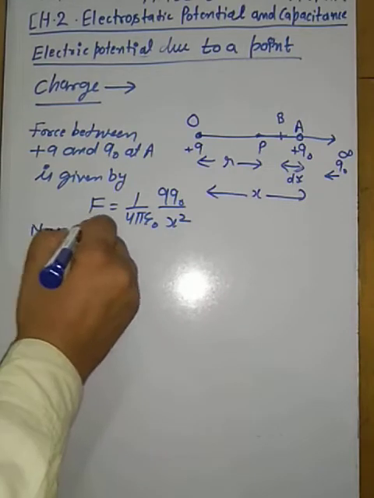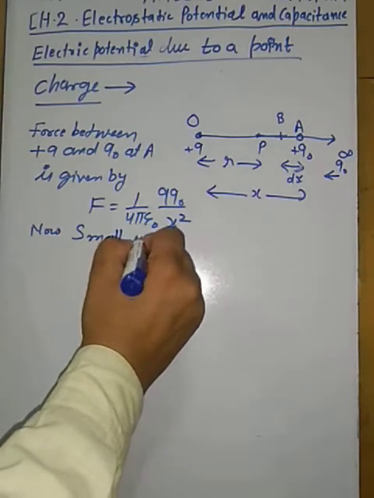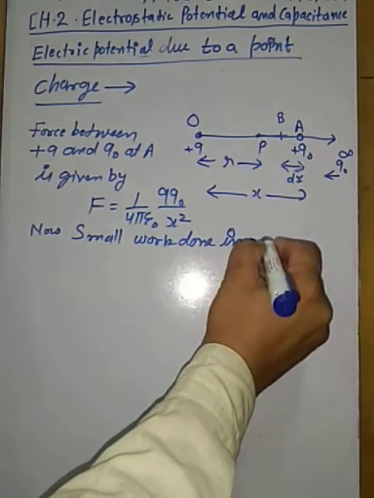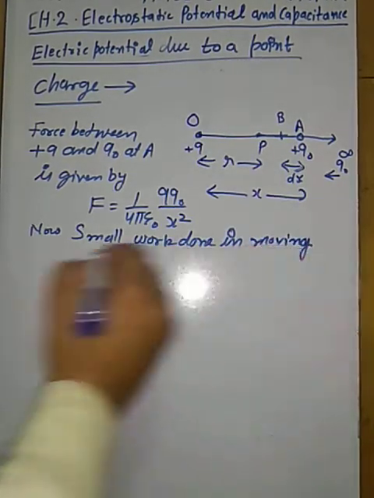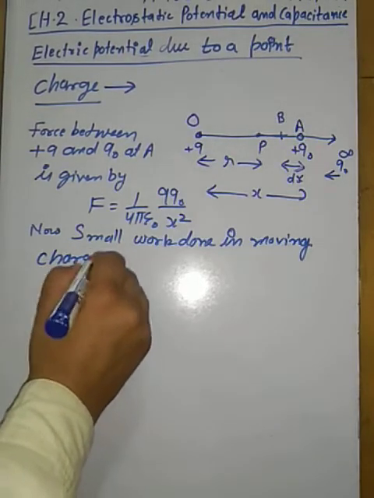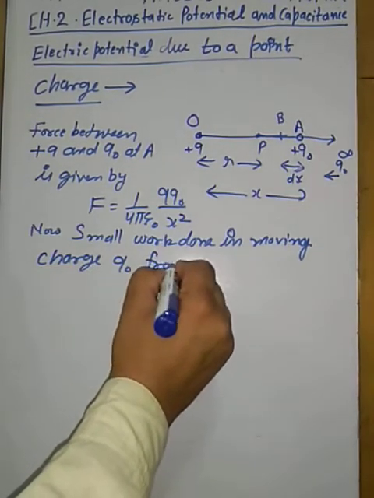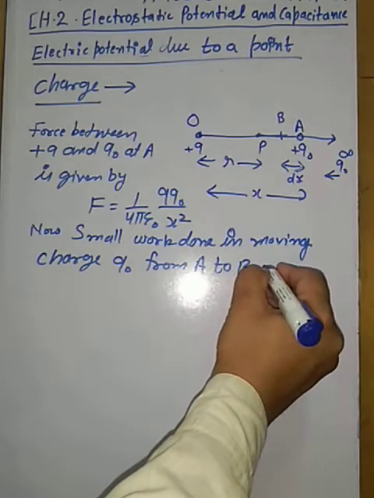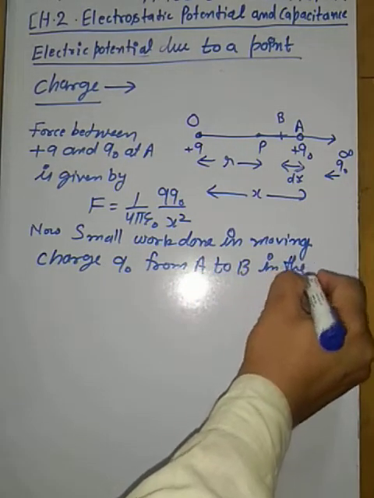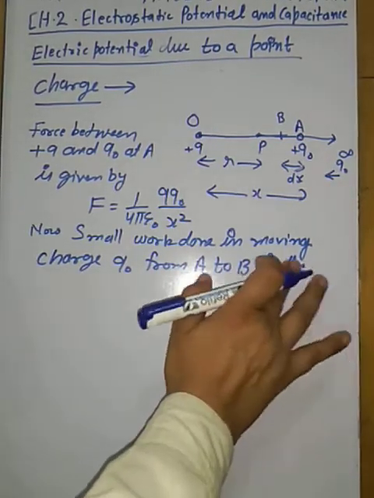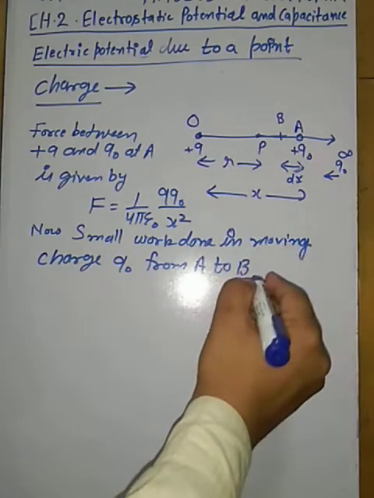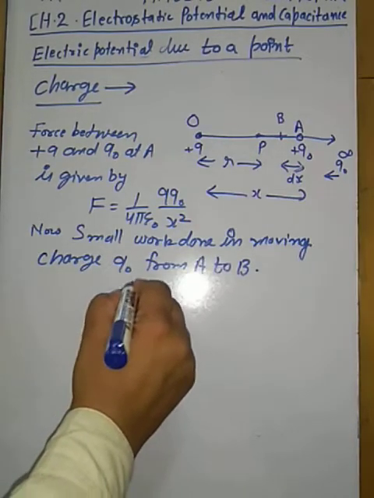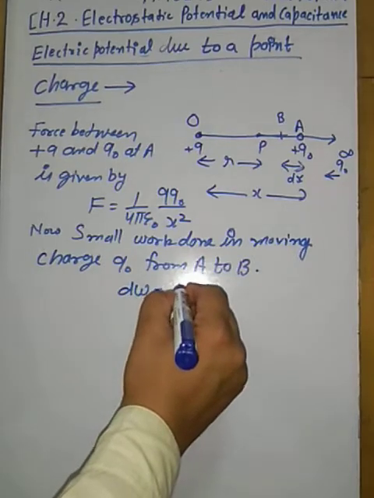Now the small work done in moving charge Q naught from A to B against the field, what will it be? dW equal to F dx.